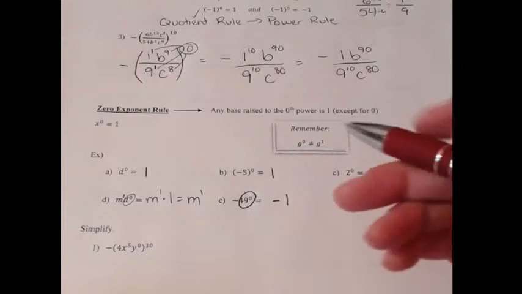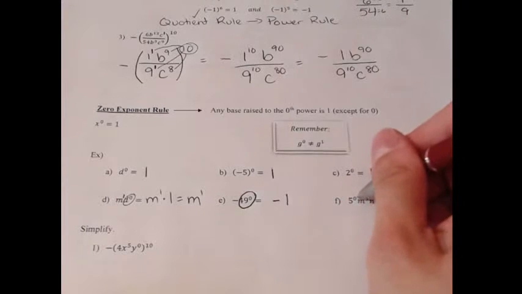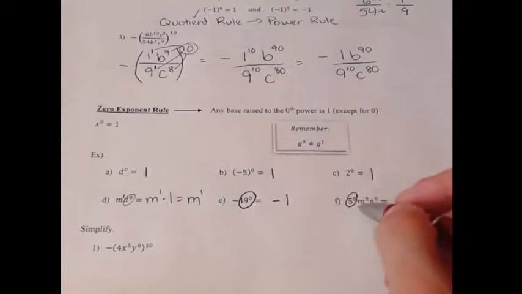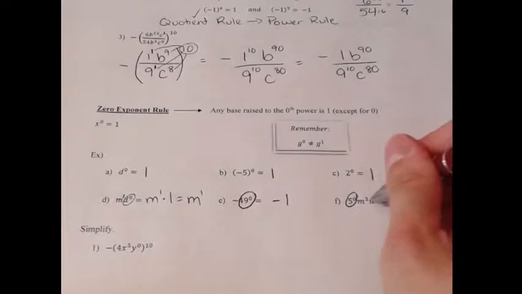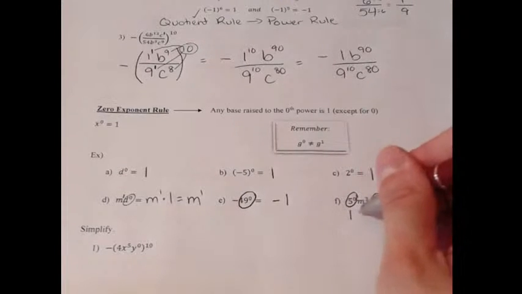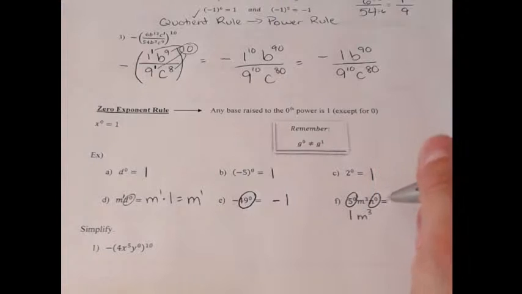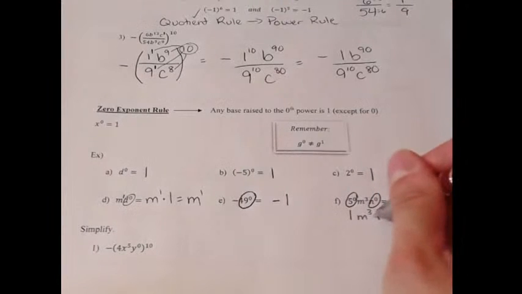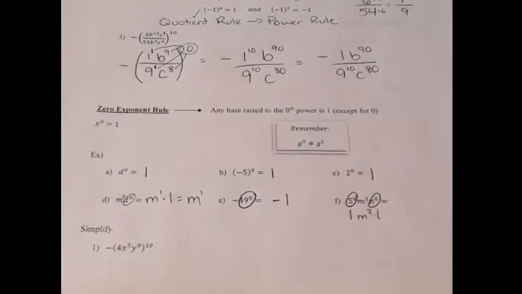For part F, we have 5 to the 0th power, m to the 3rd, and n to the 0th power. Well, 5 to the 0th power is 1, m to the 3rd stays m to the 3rd, and n to the 0 is also 1. So think of it as 1 times m to the 3rd times 1. Well, that's the same as m to the 3rd. And then you're done.